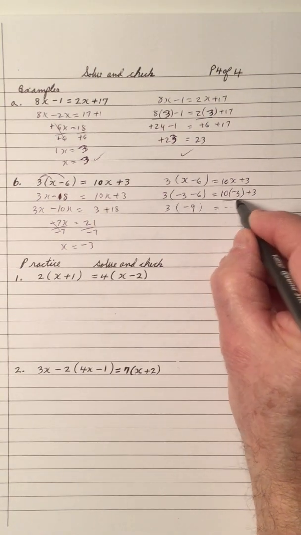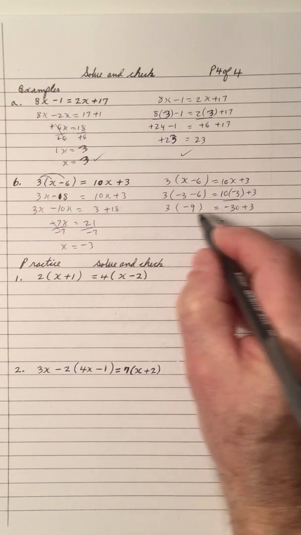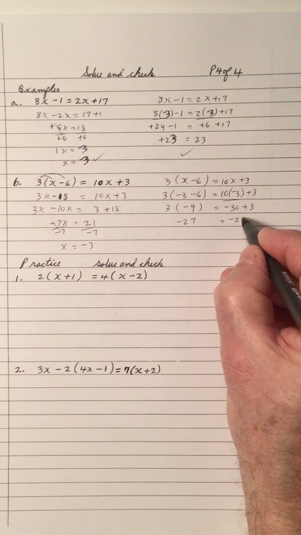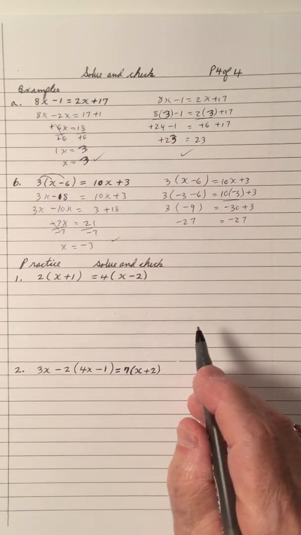So I have to multiply before I add. So that's negative 30 plus 3. Multiply here, I get a negative 27. Add here, I get a negative 27. So negative 3 is a root because both sides are the same.